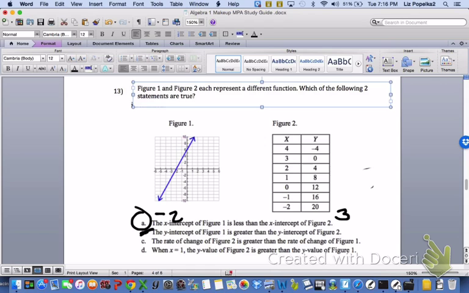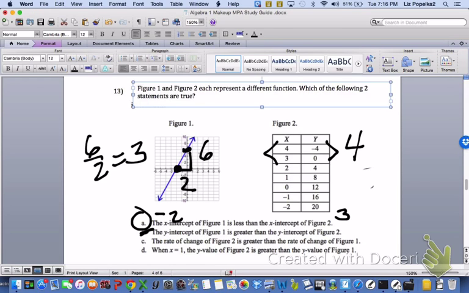For letter C, it says the rate of change of figure 2 is greater than the rate of change for figure 1. So let's see, figure 1. I'm right here at the 2, and then it crosses right there at the 6. So my rate of change is 6 over 2, which simplifies to a 3. This one is going up by 4, then going down by 1. So its rate of change is negative 4 over 1, which simplifies to -4.